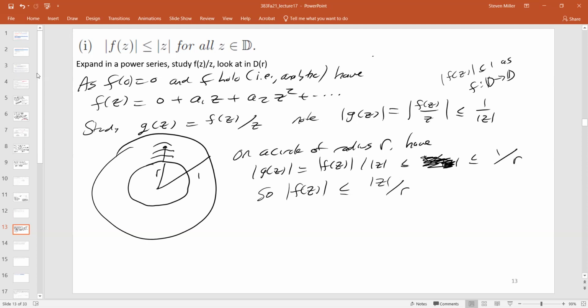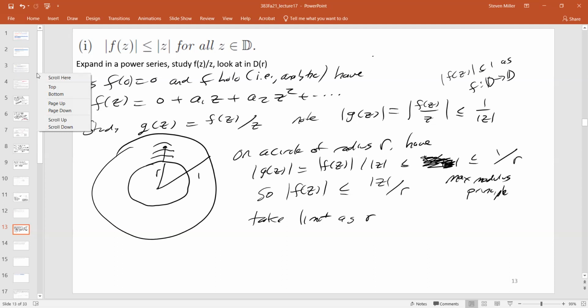It's the maximum modulus principle. So this is by the maximum modulus principle. The largest the function has to be in absolute value has to occur on the boundary. Therefore, I must have this happening when the absolute value of z equals r. And so now we know that the absolute value of f of z is less than or equal to the absolute value of z over r. But this is true for every value of r less than 1. So you take the limit as r goes to 1, and you get that the absolute value of f of z has to be less than or equal to the absolute value of z.